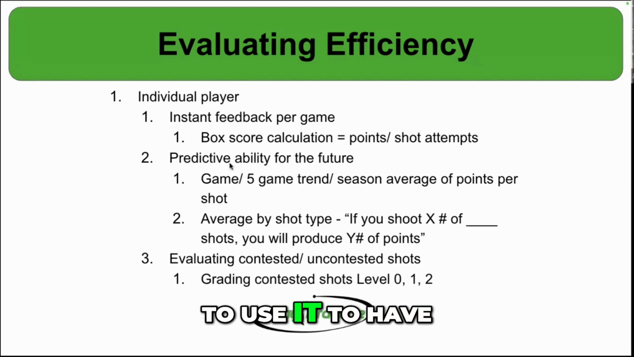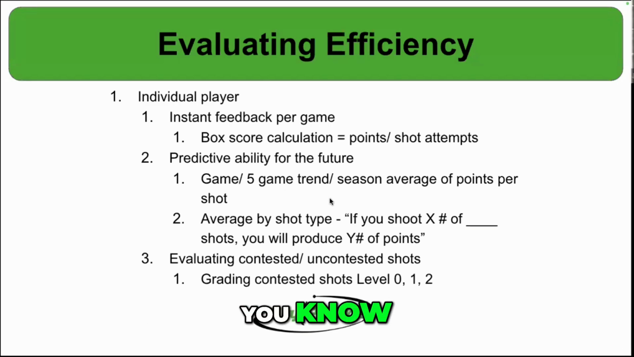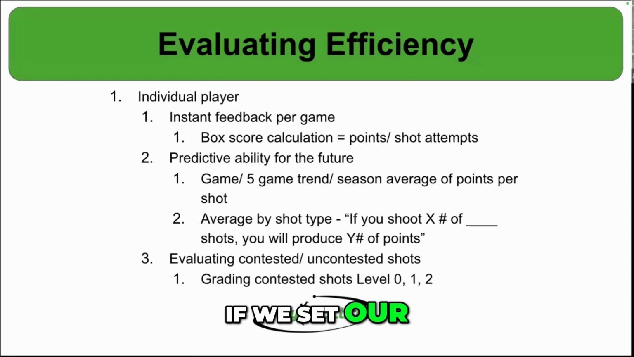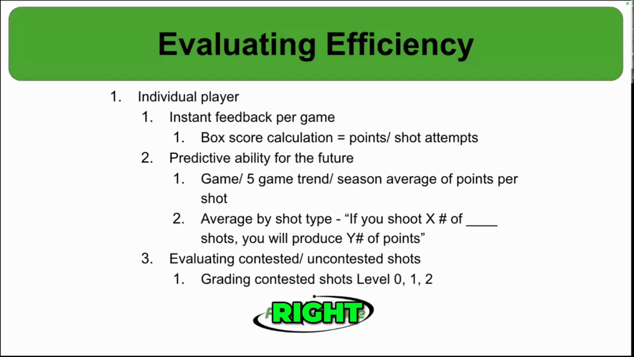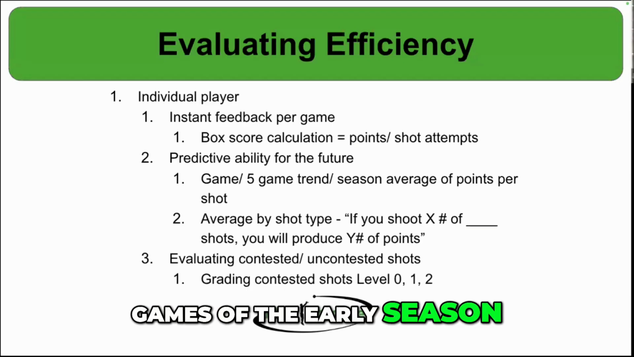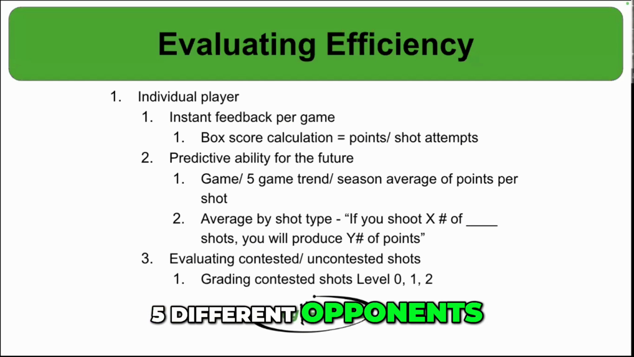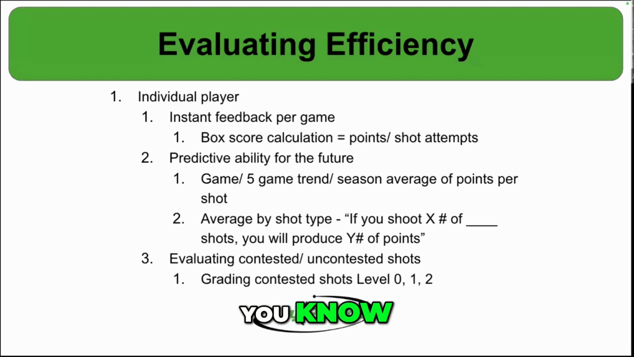And then I like to use it as a predictive ability for the future. A 5 game trend is a number where I've landed that starts to be useful. Less than that, we might have one awesome game, and if we set our trend based on that, we're disappointed the rest of the season because we thought we should be here. If you take 5 games of the early season, you start to measure what we're actually averaging across 5 different opponents, 5 different days where our players were in different frames of mind.